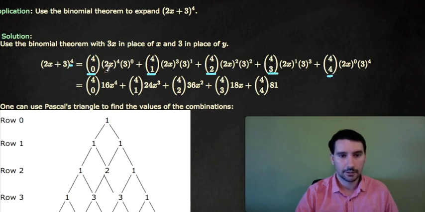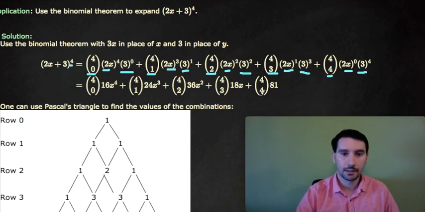Then we're going to take the 2x and put a 2x to a decreasing power. So it's to the 4, to the 3, to the 2, to the 1, and to the 0. Then the 3 goes in an increasing power. So we have a 3 to the 0, to the 1, to the 2, to the 3, to the 4. And in the next line, we just multiply out everything except for the choices. So it's 4 choose 0, 16x to the 4, 4 choose 1, 24x cubed, 4 choose 2, 36x squared, 4 choose 3, 18x, 4 choose 4, 81.